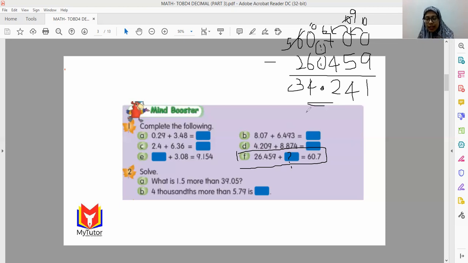So meaning that when you add 34.241 with 26.459, you will get 60.7. That's what it means. All right, okay.